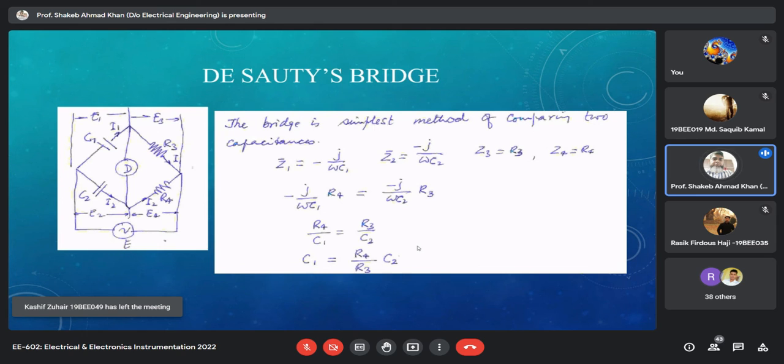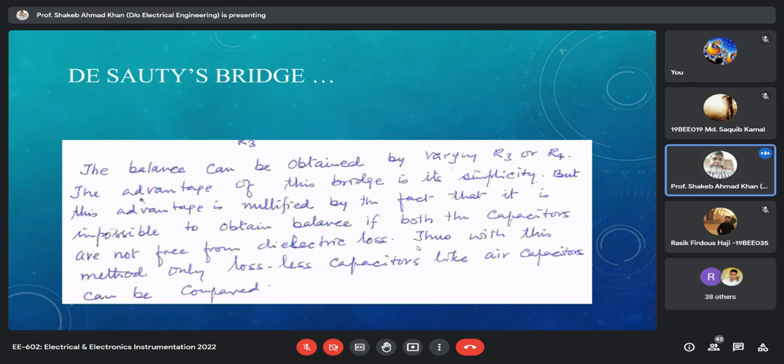So this is not for the lossy capacitance. If your capacitance is lossy, then you cannot use this bridge, as it is difficult to balance the bridge. So it is basically for lossless capacitance. This is one of the severe limitations of this bridge. So that's what I had written. The balance can be obtained by varying R3 or R4.